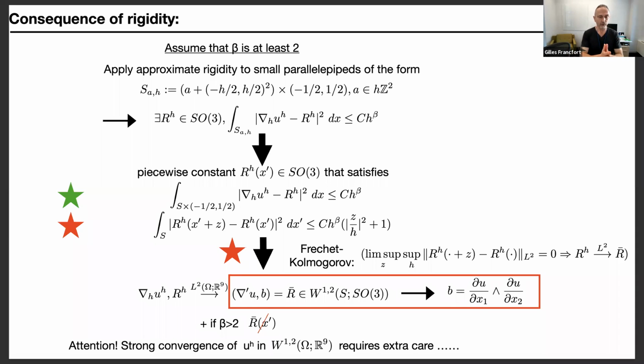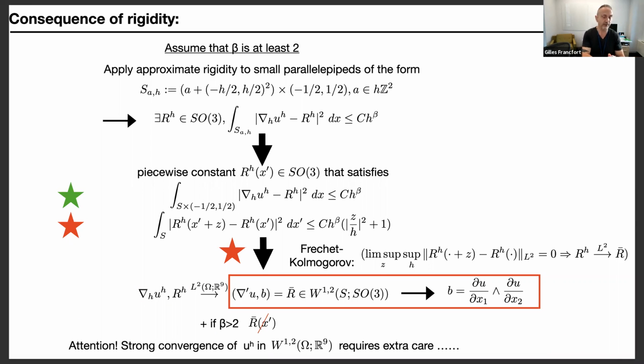So here you get the structure. Both the rescaled gradient and the rotation go to a fixed isometry, and b, because it's a rotation, has to be the wedge product of du/dx1 by du/dx2. Not only that, but if beta is greater than 2, when you divide in the red star inequality by z squared, you still get some h left on the right side. And so when h goes to 0, it goes to 0.